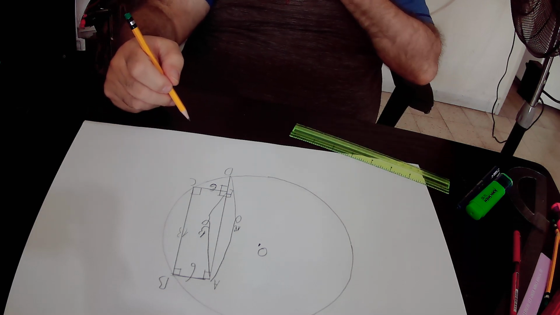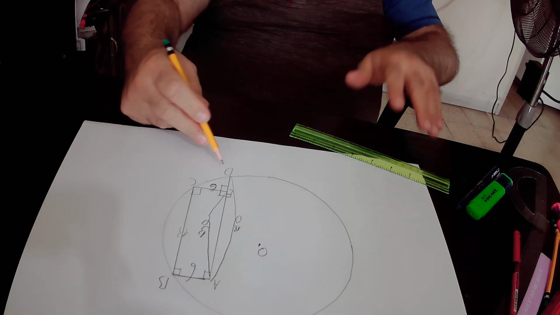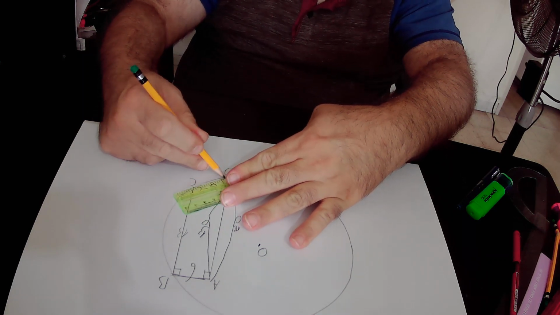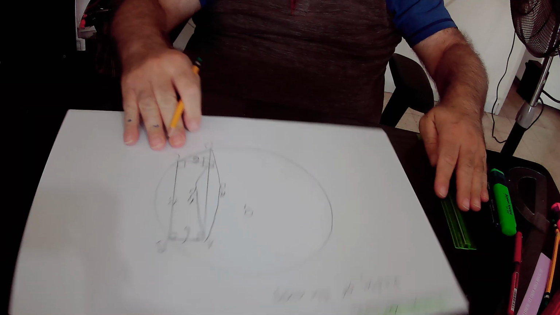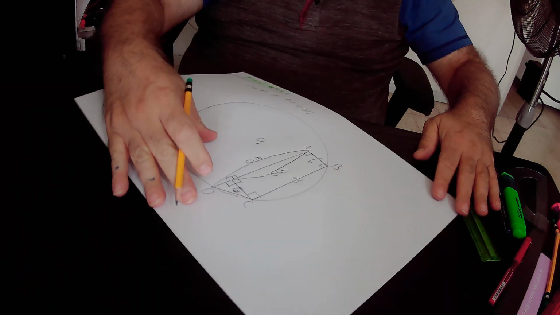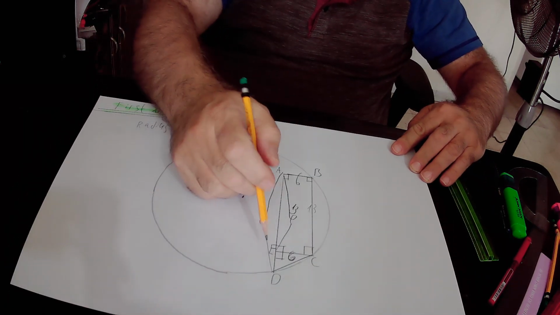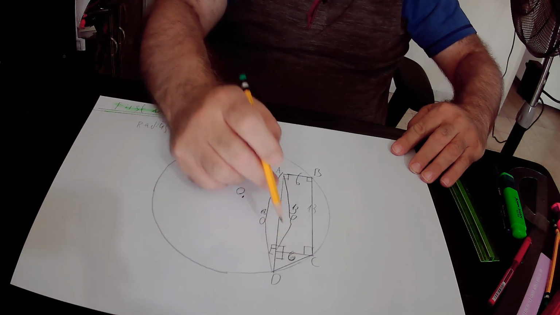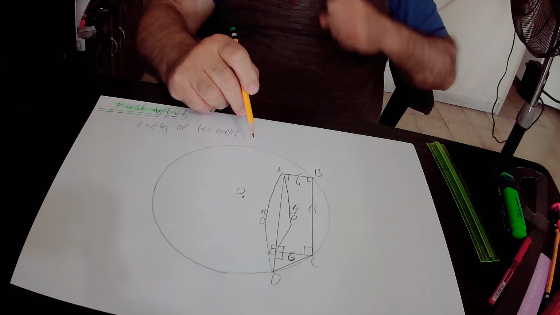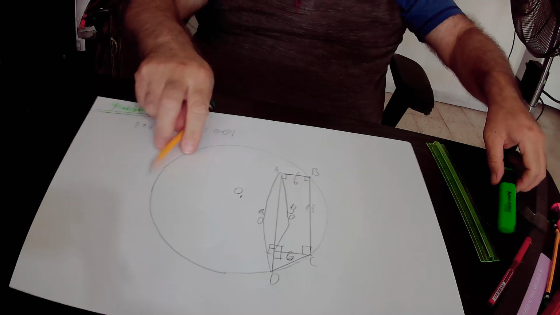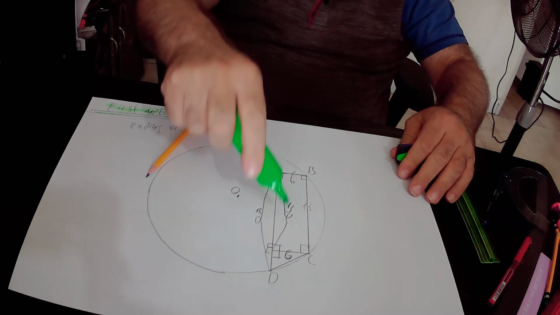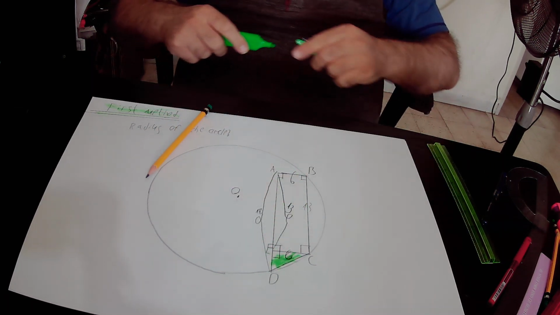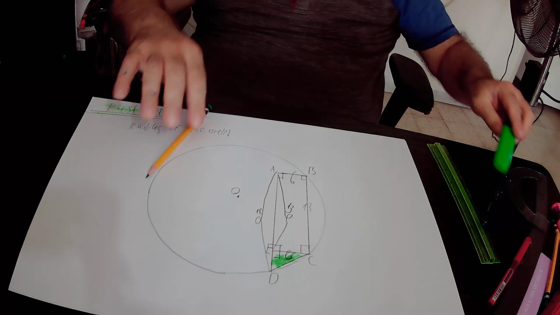Okay, in the next step, we will join points D and C together by a straight line. By joining points D and C, we created here a triangle, the right triangle ECD. So we'll implement the Pythagoras theorem on the green right triangle, triangle ECD.